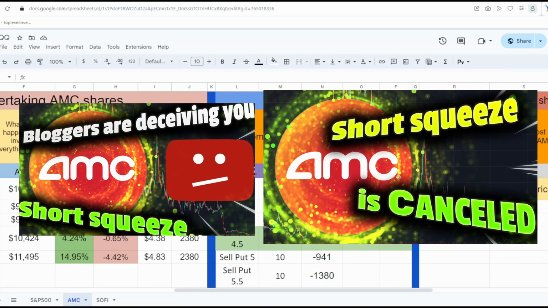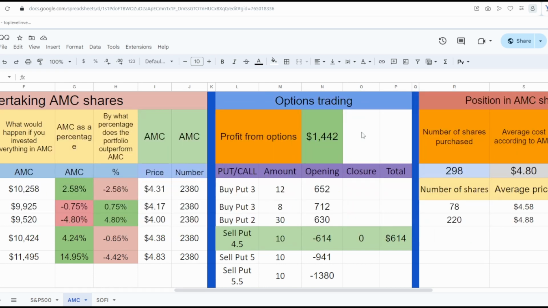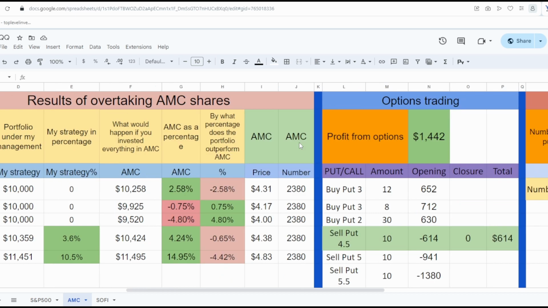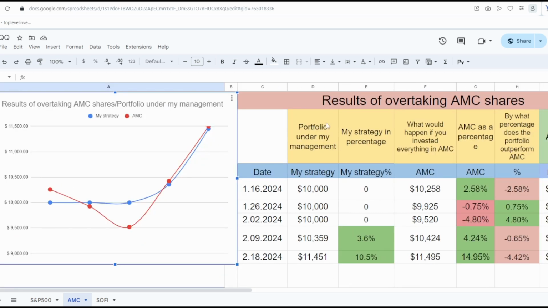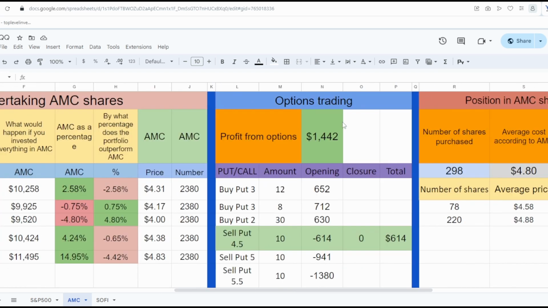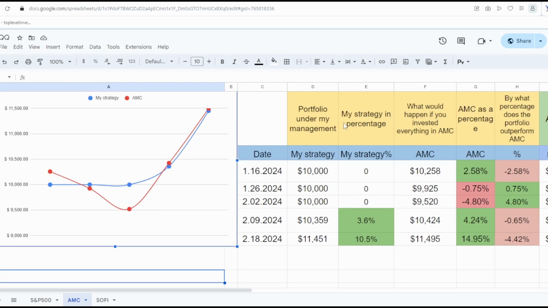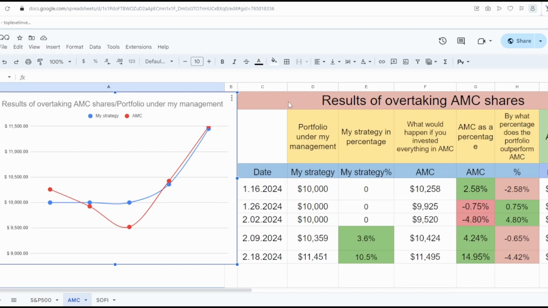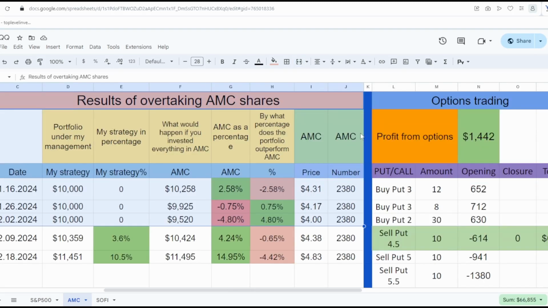Now I've made some adjustments to the table. Yes, it's becoming more loaded, less understandable for beginners, but my goal is still to outperform AMC. So let's quickly go through the table. First, I added a more visual chart. Next, I will make even more extensive adjustments. You understand, yes, the more strategies I have, the more positions I have, the more complicated everything will be.